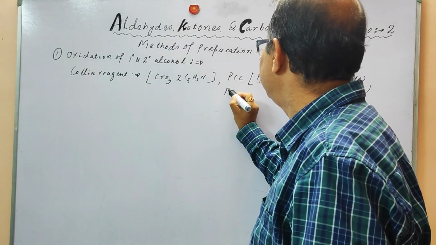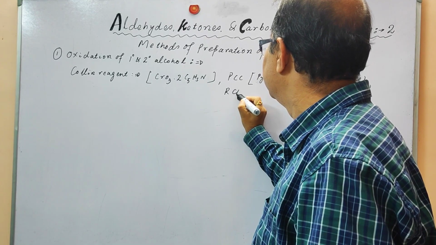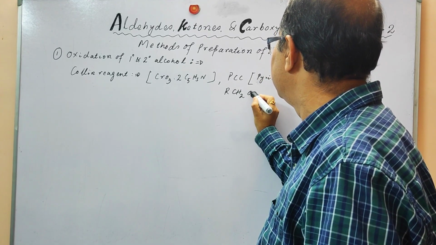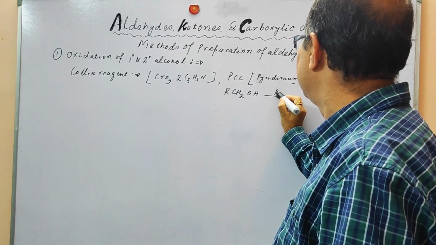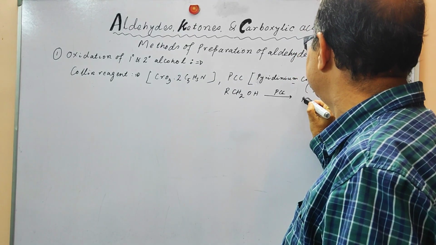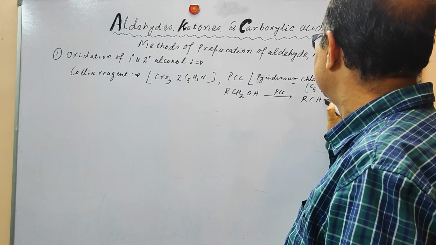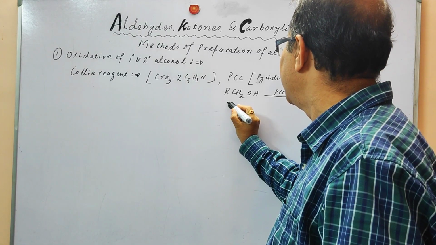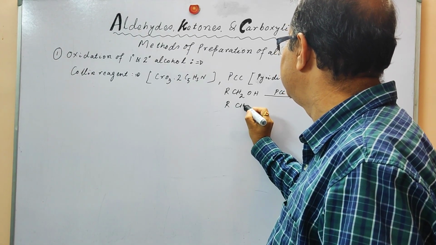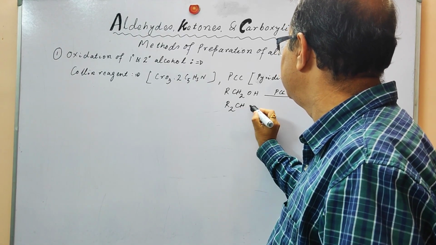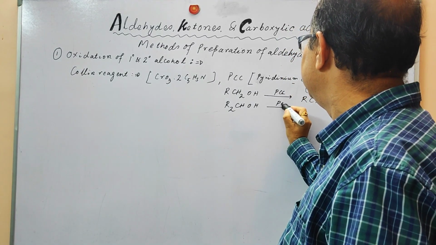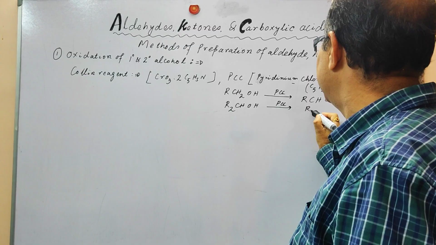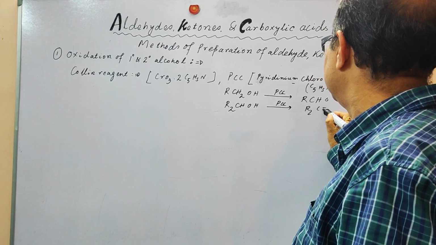So the reaction of this equation: with PCC, it will produce RCHO. And for RCH(OH)R, this is a secondary alcohol, with PCC it will produce the ketone.